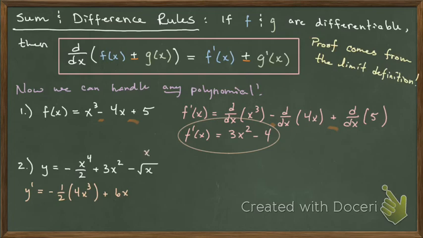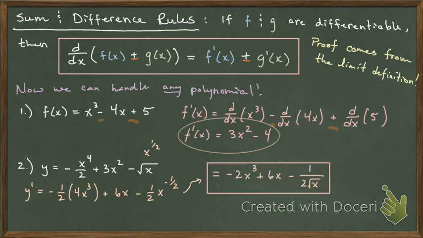Minus the derivative of square root of x, so that's minus the derivative of x to the 1/2 is 1/2 x to the minus 1/2. I'm going to just quickly rewrite things here, and I see that I've got negative 1/2 times 4 is a negative 2x cubed plus 6, that should be an x, minus 1 over 2 square root of x, right?